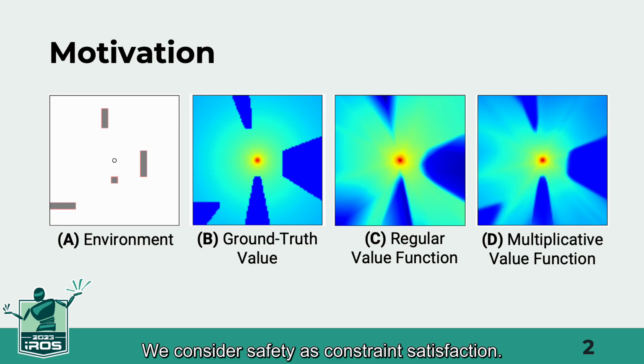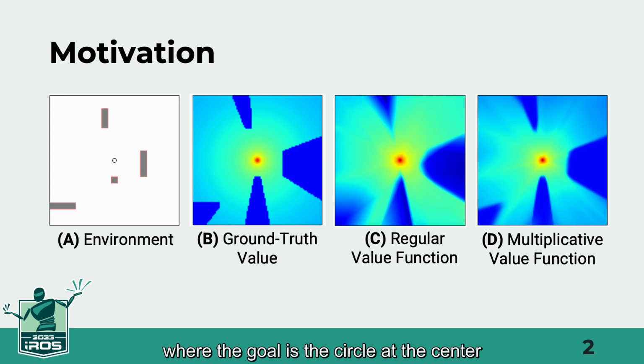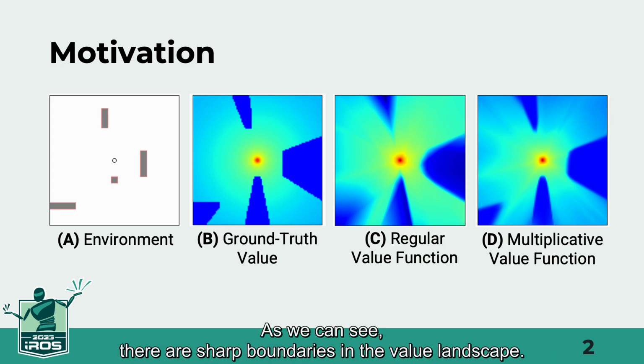We consider safety as constraint satisfaction, for example, collision avoidance. In Figure A, we see a simple navigation environment where the goal is the circle at the center and the obstacles are the gray rectangles. Figure B is the ground truth value function of an LQR policy. As we can see, there are sharp boundaries in the value landscape.